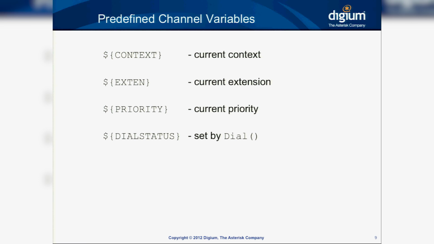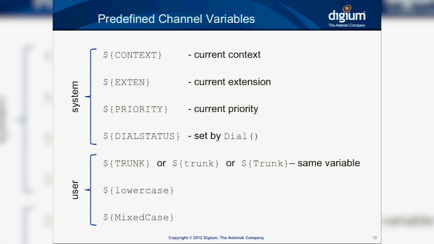There are some predefined variables that you just get for free in Asterisk. For example, context will always have the value of the current context. Extension, very useful variable. It will have the value of whatever the current extension is. The current priority, dial status. Some dialplan applications set variables, right? So dial status, when you exit dial, it'll set a status like no answer or busy or unavailable. And then you can route conditionally based on that value.